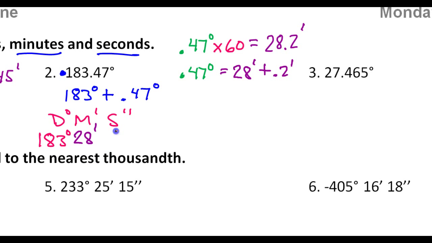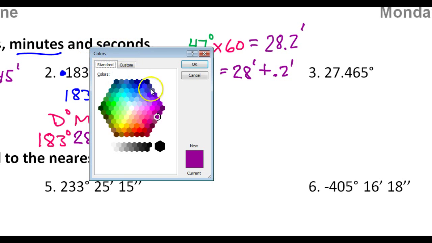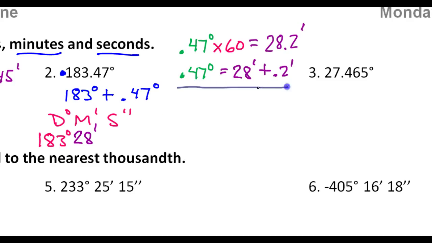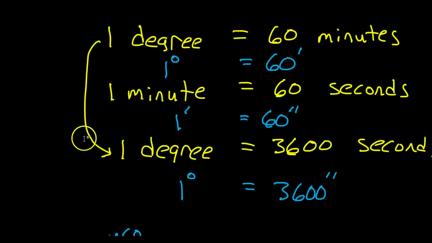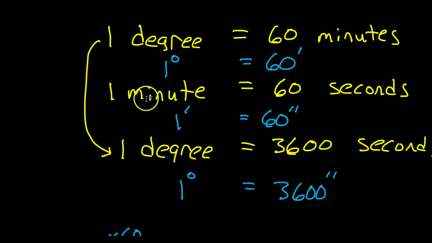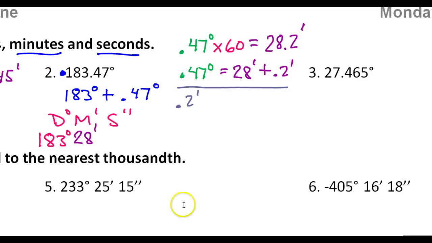So what I need now are the seconds. So guess what? The seconds are going to come from this 0.2 right here. So let's work on that. I'm running out of colors. Okay, so let's take this 0.2 minutes, which is all I have left over, and convert that to seconds. Remember, it's the same type of deal when you're going to a smaller unit. 1 degree was 60 minutes. Well, 1 minute is 60 seconds. So it's going to be the same deal. If I want to go from minutes to seconds, I'm still going to multiply by 60. So if I multiply this by 60, then I should have seconds.